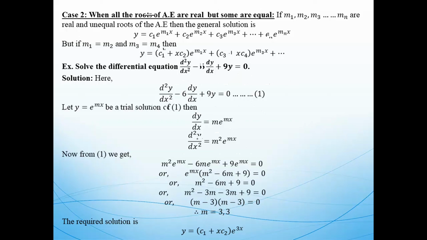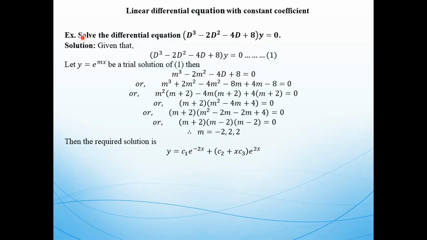Now we have another mathematical problem for the second case: solve the differential equation (D cube minus 2D square minus 4D plus 8) y is equal to 0. To solve this, write the given equation and consider y is equal to e to the power mx as a trial solution of equation 1. So we get an auxiliary equation for equation 1 as m cube minus 2m square minus 4m plus 8 is equal to 0. Now according to the remainder theorem, we can write m cube plus 2m square minus 4m square minus 8m plus 4m minus 8 is equal to 0.